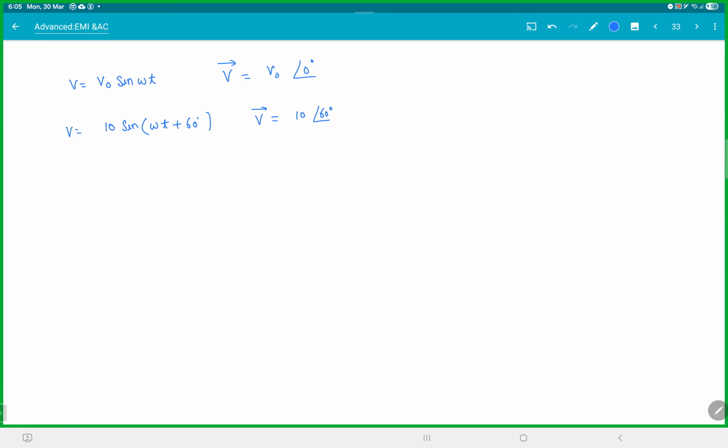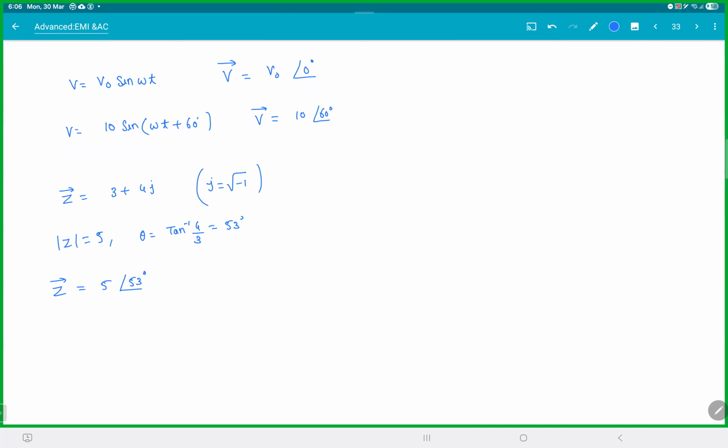Not only this, you can even do this with complex numbers. For example, if you have z bar equal to 3 plus 4j. Now, be careful here. We are using j, which is root minus 1. We're not using i because we're already using i for current. So mod z is 5, and the angle theta is tan theta equals 4 by 3, which is 53 degrees. So this z bar, which is 3 plus 4j, can be written in phasor form as 5 angle 53 degrees.